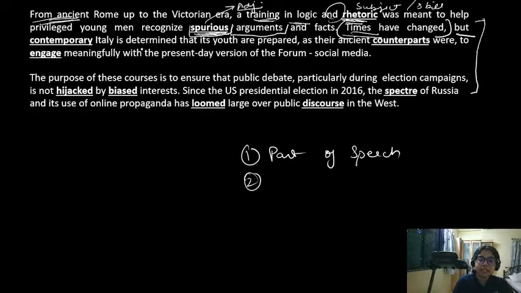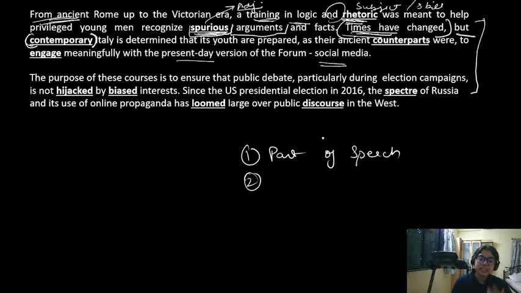But contemporary Italy is determined that its youth are prepared, as their ancient counterparts were, to engage meaningfully with the present day version, social media. So, this is obviously talking about something that is happening currently, because it says times have changed.